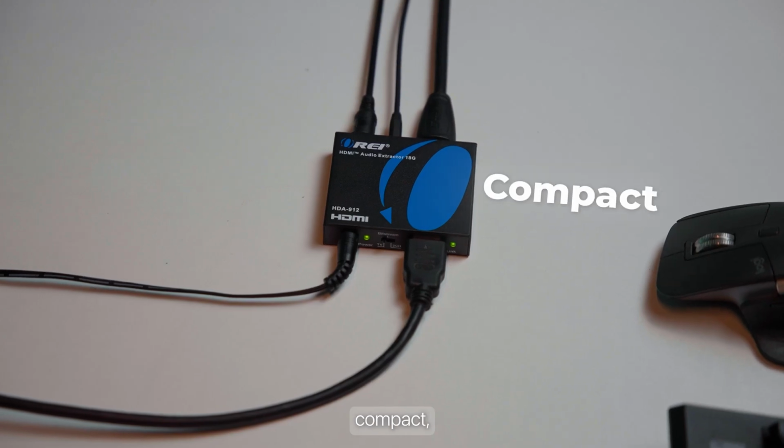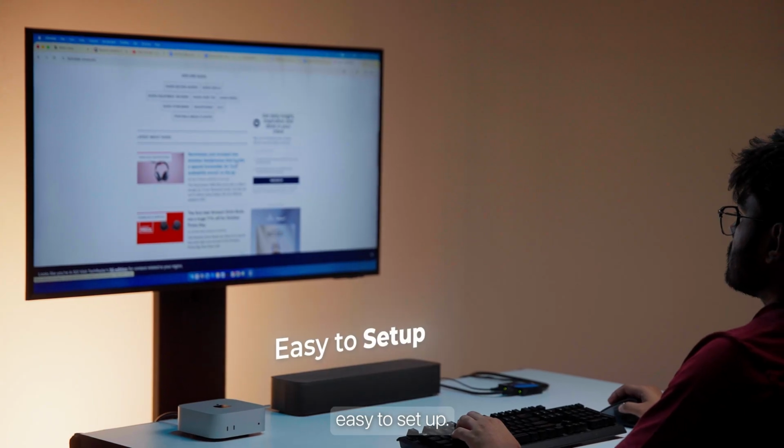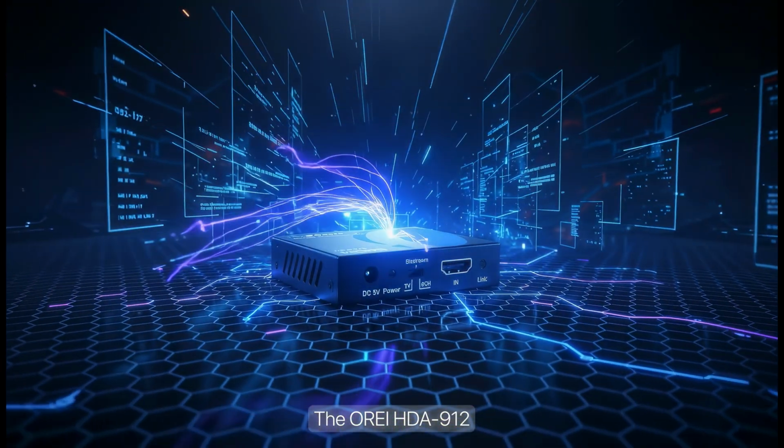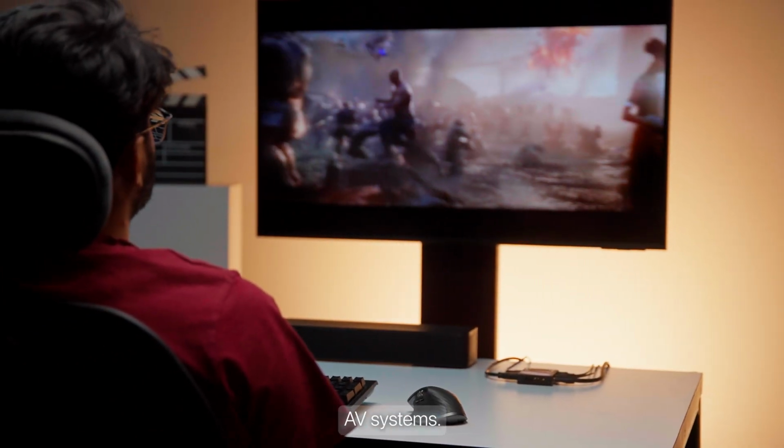sound. Compact, durable, and easy to set up, the OREI HDA-912 is an ideal choice for both home theaters and professional AV systems.